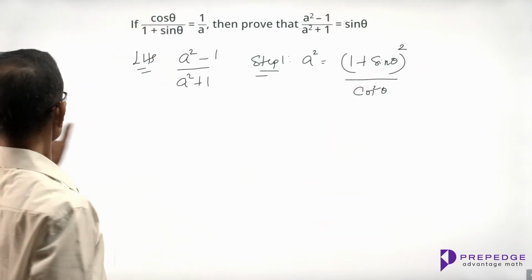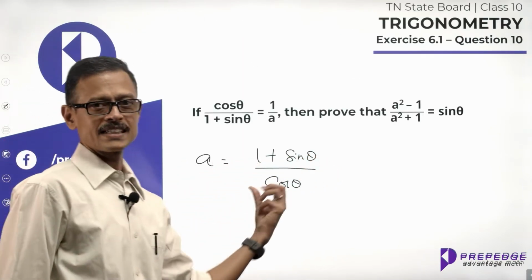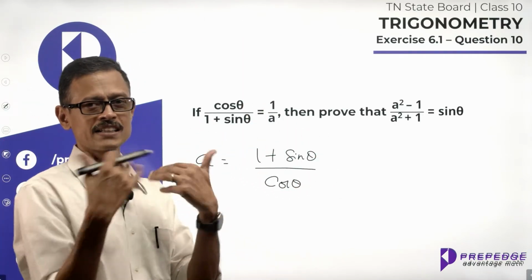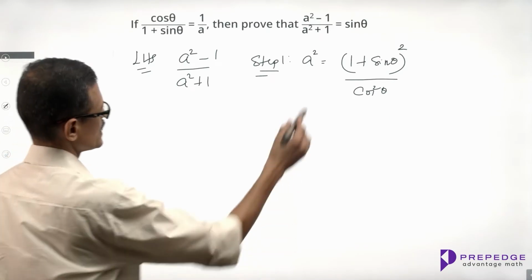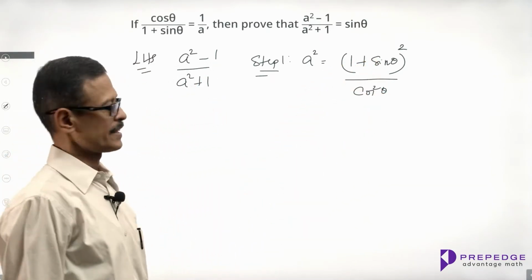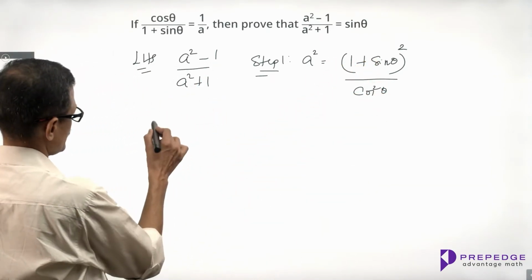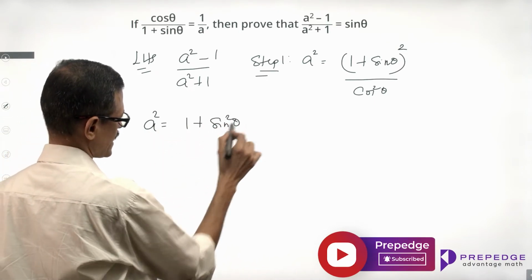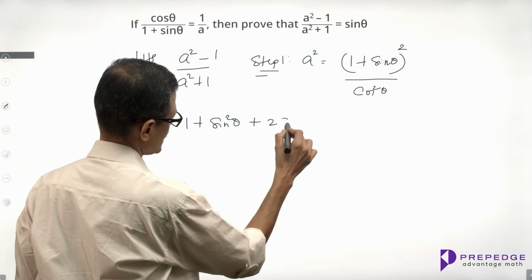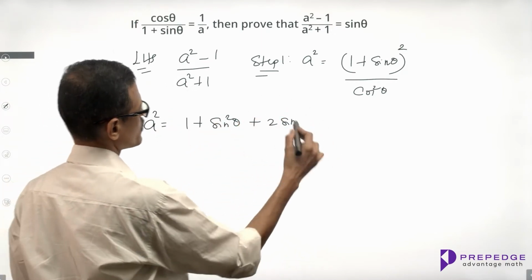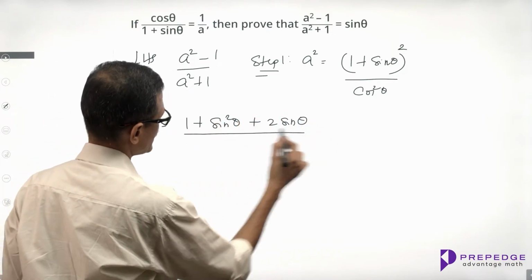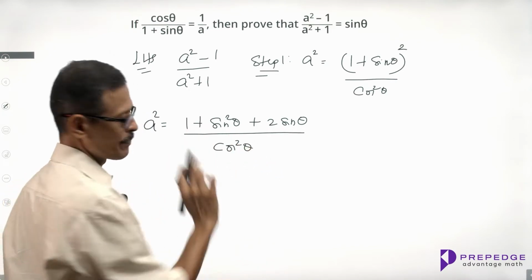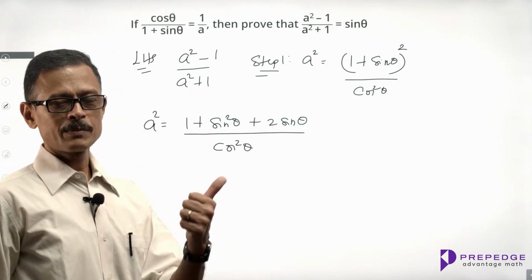இதை ஸ்கொயர் பண்ணியிருக்கோம். We have written a to be equal to 1 plus sin theta by cos theta. ஸ்கொயர் பண்ணால் நியூமரேட்டர் தனியாக ஸ்கொயர் பண்ணலாம், which is 1 plus sin theta the whole square divided by cos square theta. So the expand பண்ணோம்னா we'll get a square is equal to 1 plus sin square theta plus 2 sin theta, x square plus y square plus 2xy, 2 sin theta divided by cos square theta. So step 1 is done. Step 2 you're going to find out.